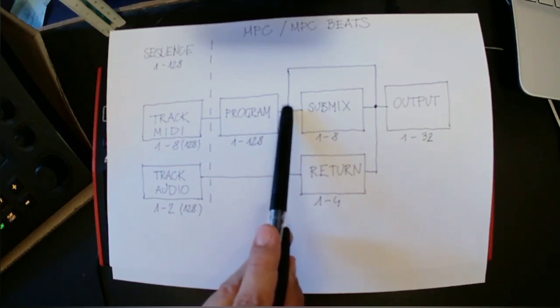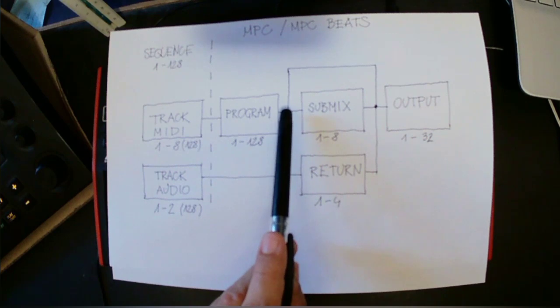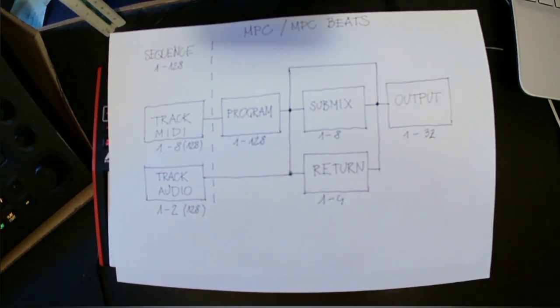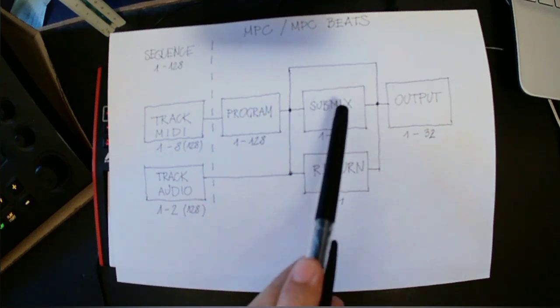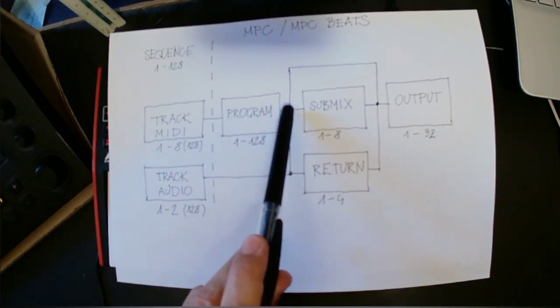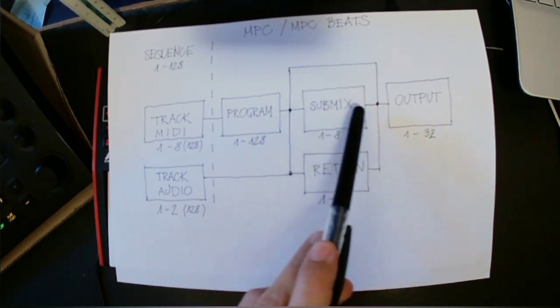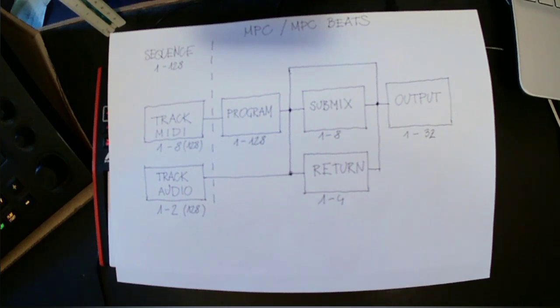In this place appears the sound, and we can direct it to output, for example, your headphones or speakers. But before it happens, you have two additional options. The sound can go through channel return or submix. Using MPC Beats or MPC software, we have 8 channels submix or 4 channels return.